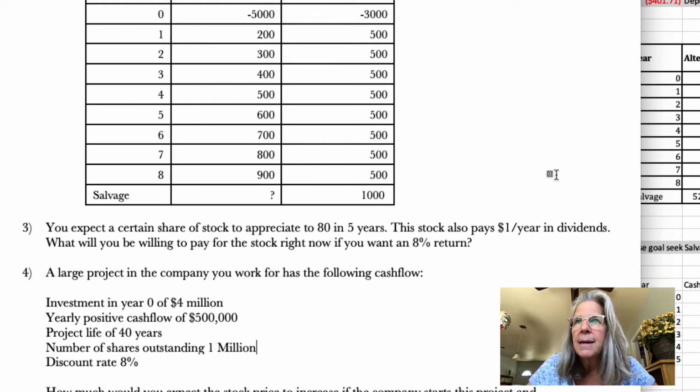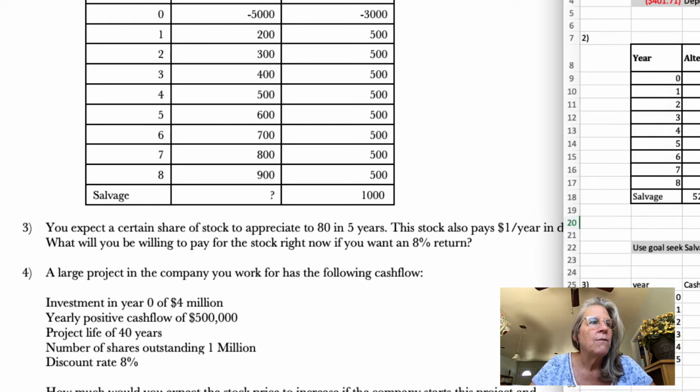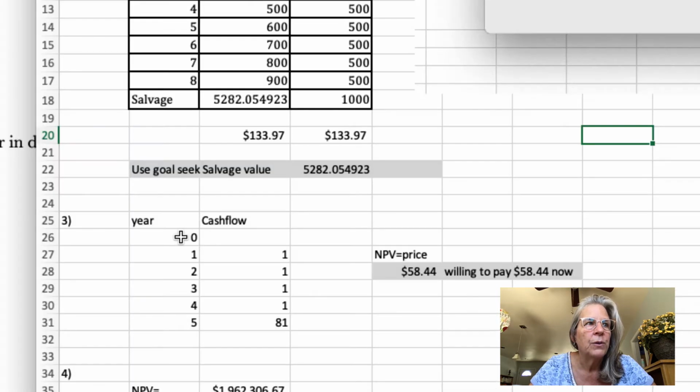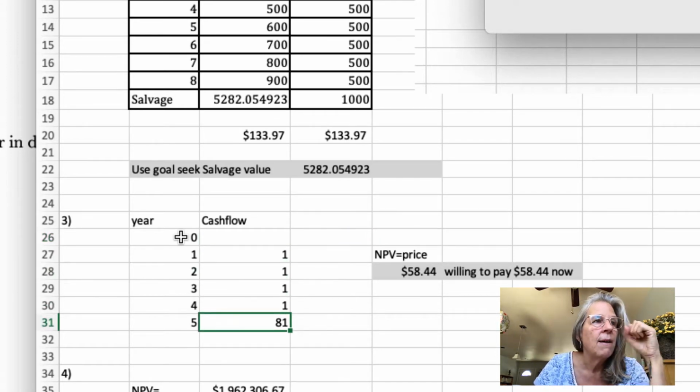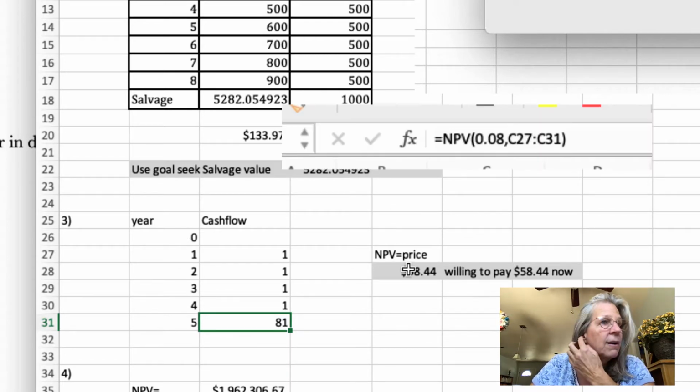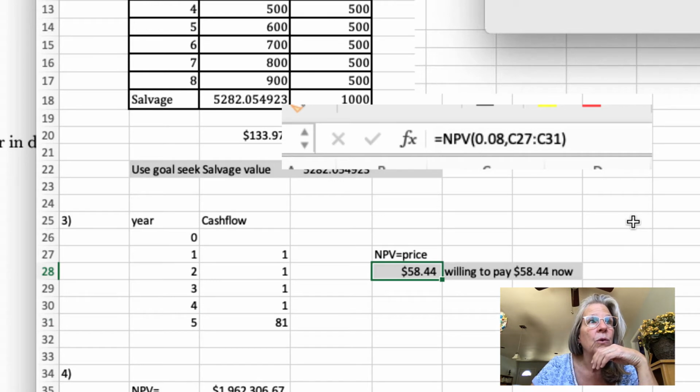Okay, so you have a forecast in mind of what you think the stock is going to do, and that means you want to know how much to pay now. What investment are you willing to make now in order to get that return? So I laid out those cash flows. Year 0 is how much you're willing to pay. Then years 1, 2, 3, 4, 5 have a $1 per year dividend, and in year 5 you also get $80. So I just wanted to calculate the net present value associated with that.